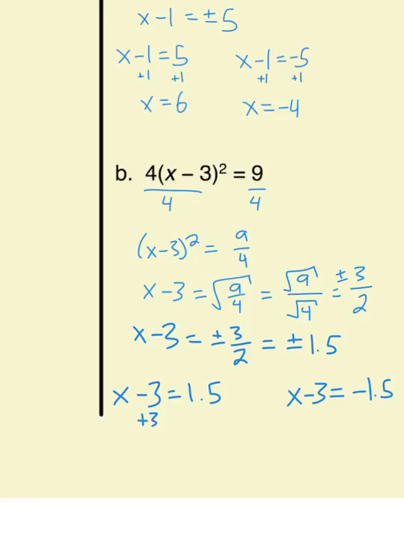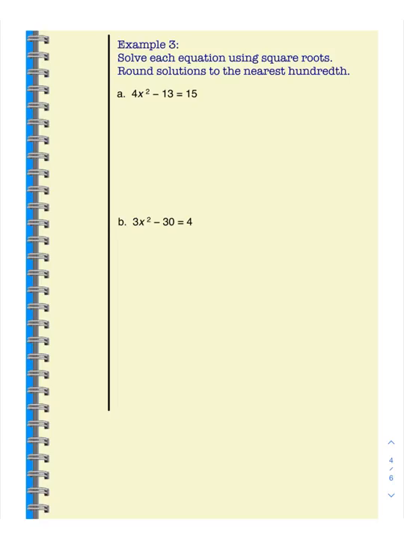To solve for x, we add 3 to both sides. We have x equals 4.5, or x equals positive 1.5. Notice our directions for example 3. Instead of leaving it as a square root, now it says round solutions to the nearest hundredth. So we're going to get our square root, our positive, negative, and then we're going to enter it into a calculator and round it to the nearest hundredth.